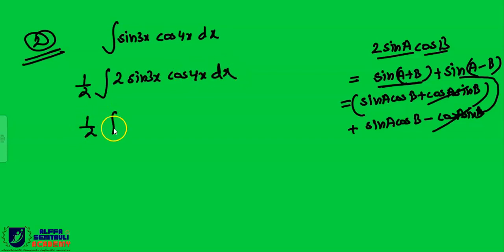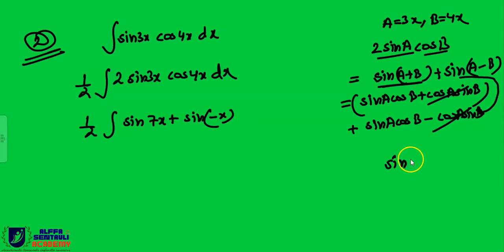Yes. Now let us write this in this form. This can be written as sin A plus B, meaning sin 3x plus 4x is 7x, plus sin A minus B. Remember we have assumed A as 3x and B as 4x. So A minus B will be 3x minus 4x, so we'll get minus x. Correct? So what is sine of minus x? Sine of minus x is nothing but minus sine x. Correct beta?